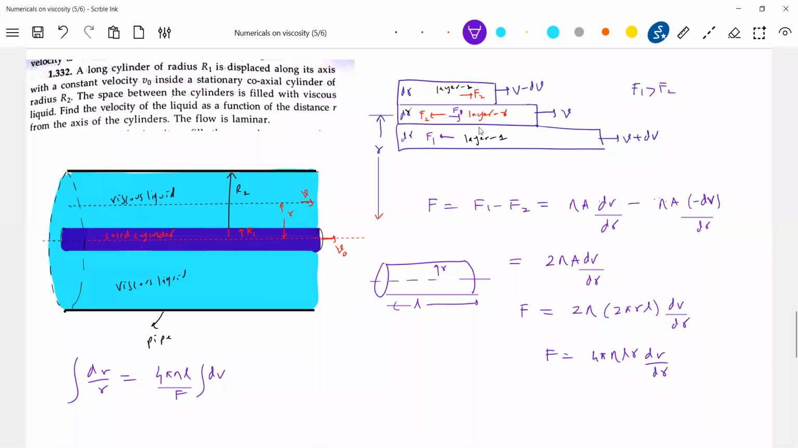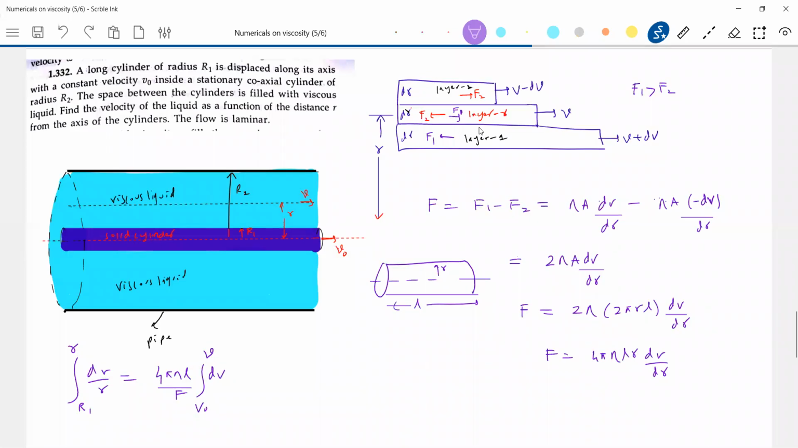Now the limits. We know at a distance small r equal to capital R1, what is the velocity? V naught. At a distance small r, let it be V, and that is what is being asked, V. But what is F? F is the thing we assumed. Let's see what we can do with that.